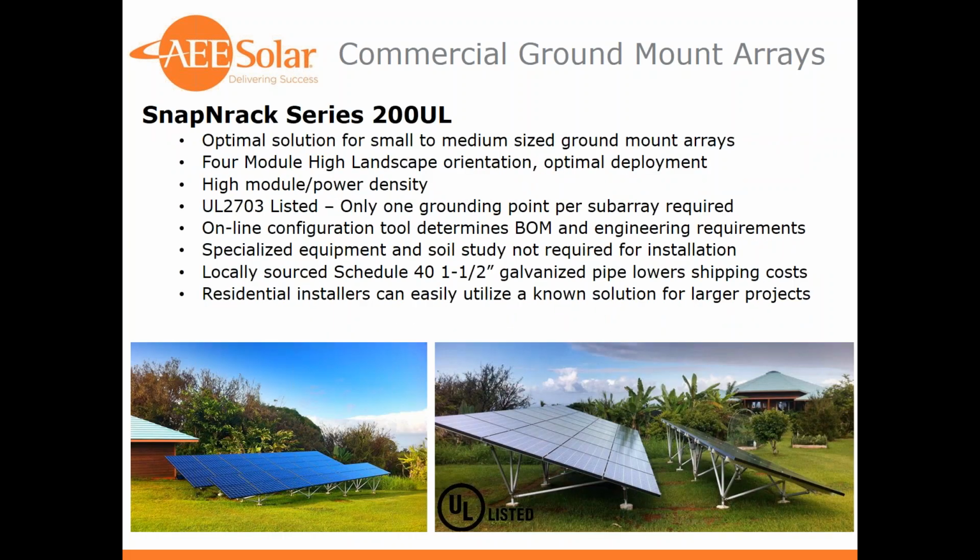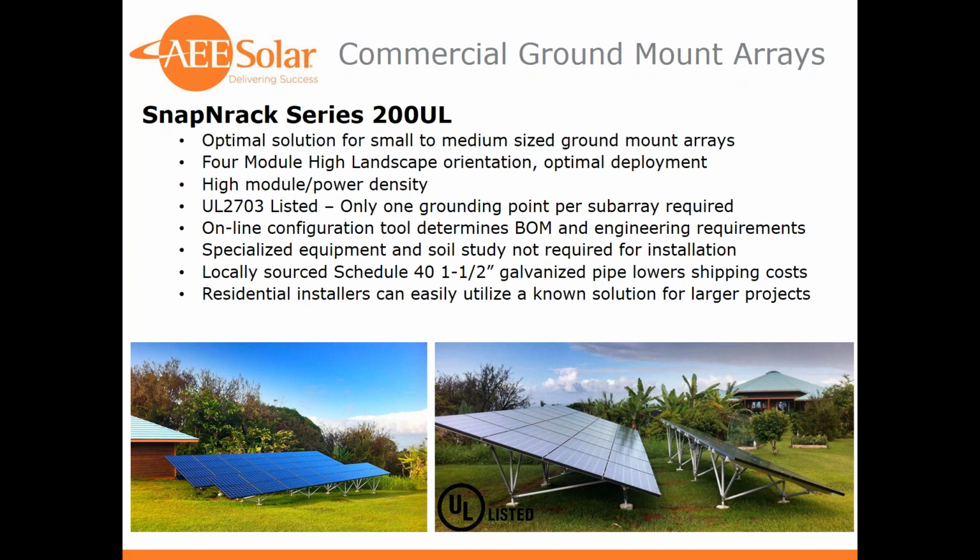We talked about Series 200 UL, which is our ground racking solution, small and medium-sized commercial arrays. The 4-high module landscape orientation optimizes your cost and benefit there. It's UL 2703 listed, so we need one grounding point. The mid and end clamps will ground the modules to the racking. We have an online configuration tool that will help you determine the bill of materials and system and engineering requirements. And again, we have that one tool for all the mid and end clamps and the pipe fittings.